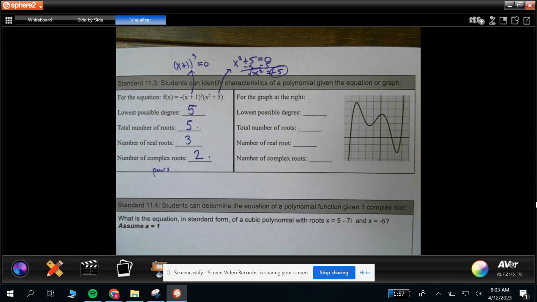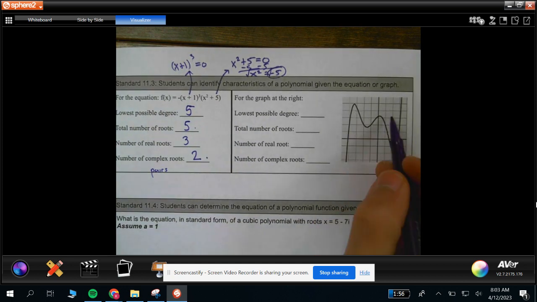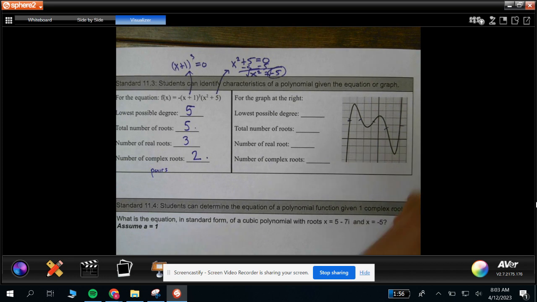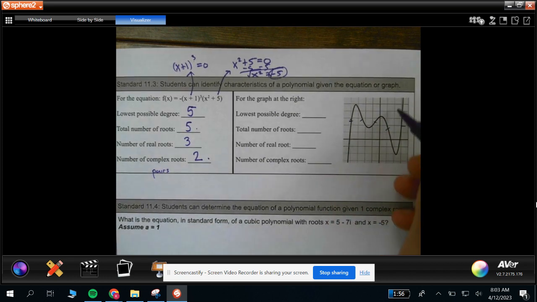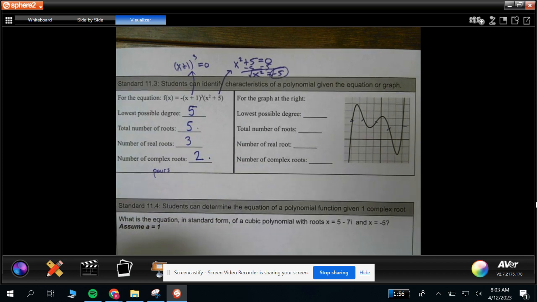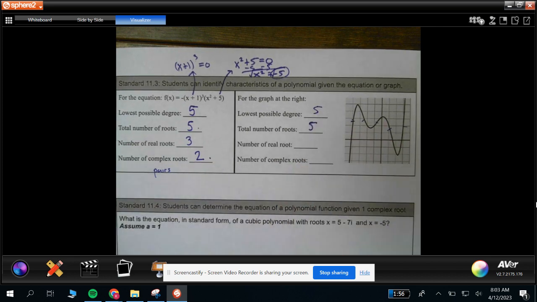All right, for the graph, what do we see? Lowest possible degree. Well, it's odd. How many pieces do we see? Like how many parts of the graph? 1, 2, 3, 4, 5. Imagine this swoop through the real axis, the x-intercept. Imagine they were all real. We'd be like, okay, this is a 5th degree. There could be 5 separate roots. So 5th degree, 5 roots.